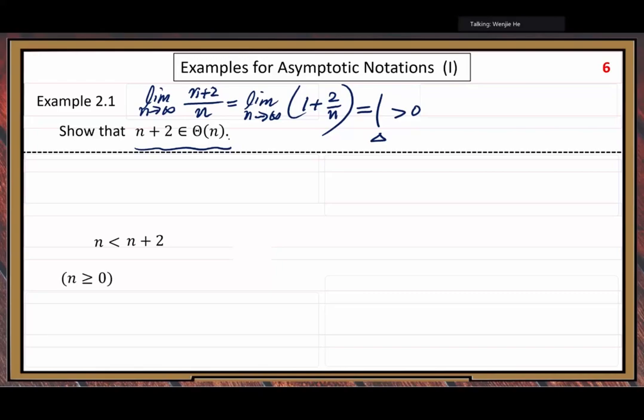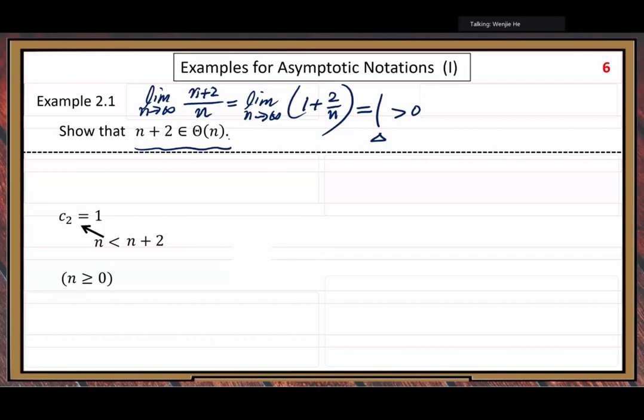But this inequality holds when N is greater than or equal to 0. Although for negative N this inequality also holds, we never consider negative N, right? Our problem sizes must be non-negative. So that's why we do not include the negative N values. Then the C2 constant is 1 from this inequality.